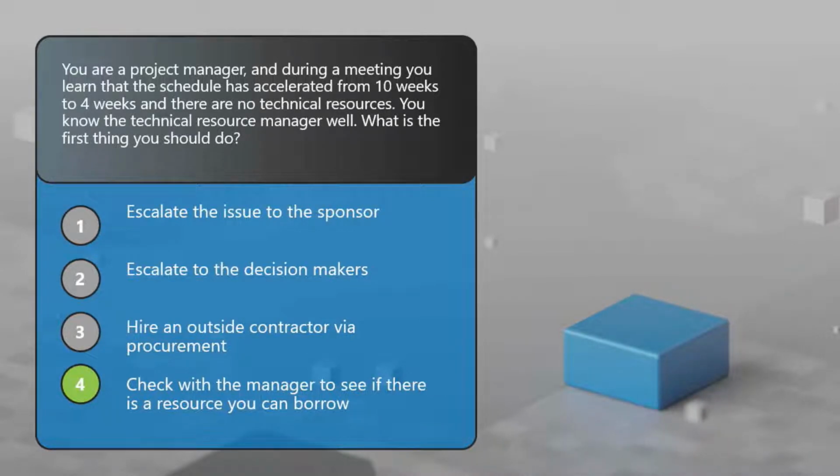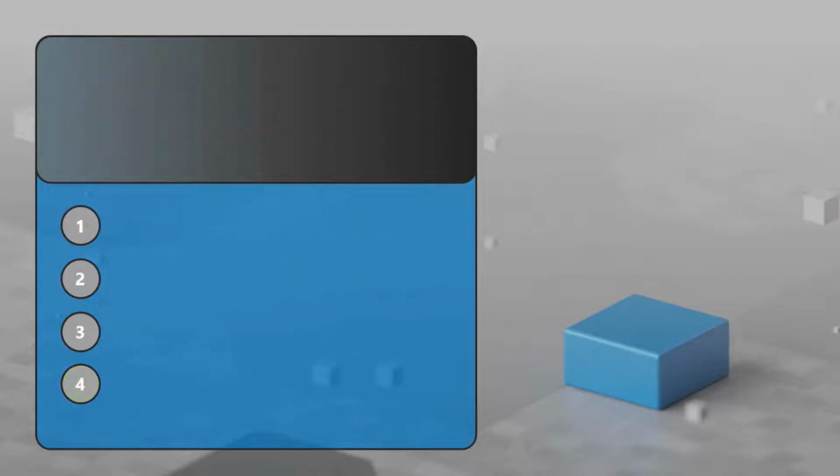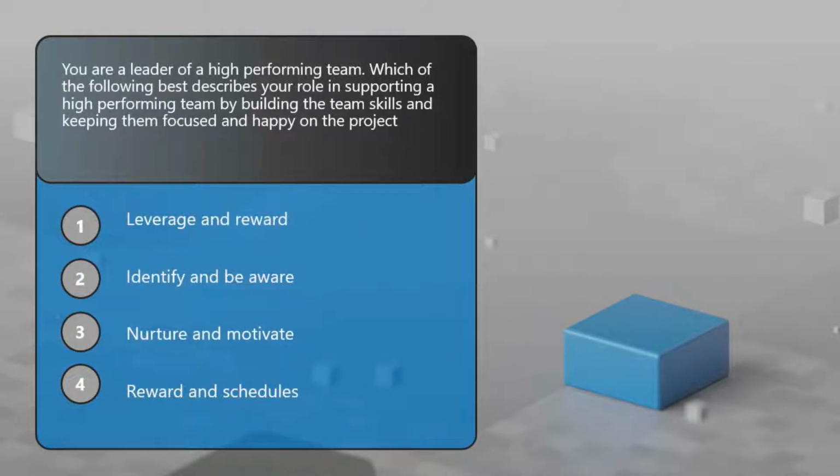And sometimes I like to throw these in here, not necessarily concept, but to show there are a variety of different answers that could be right. Usually it's a battle between two seemingly correct answers. You're a leader of a high-performing team. Which of the following best describes your role in supporting a high-performing team by building the team skills and keeping them focused and happy on the project? Do leverage and reward, identify and be aware, nurture and motivate, or reward and schedules? I mean, hopefully some of these will be easy to identify, but you've got a high-performing team. You're a leader, not a manager. Leader and manager are different. What would you say?